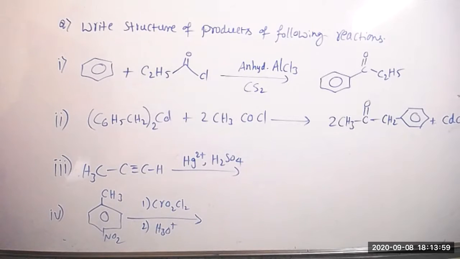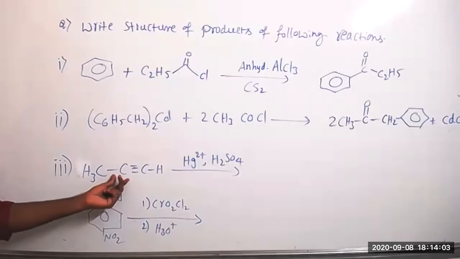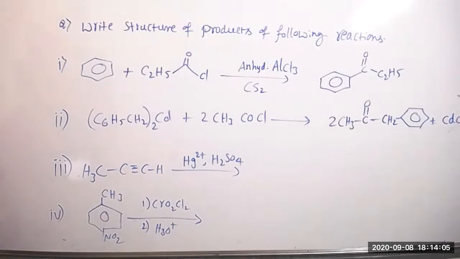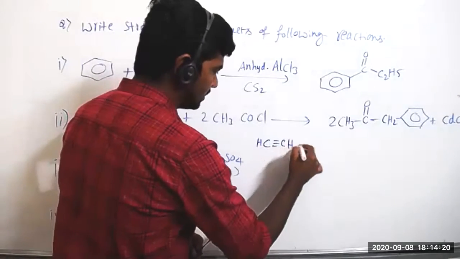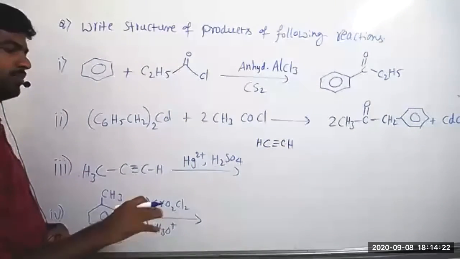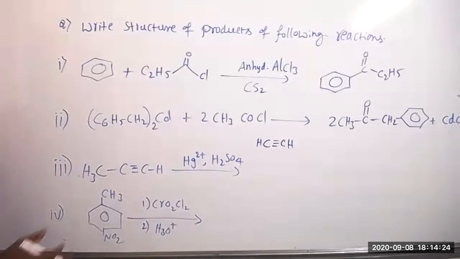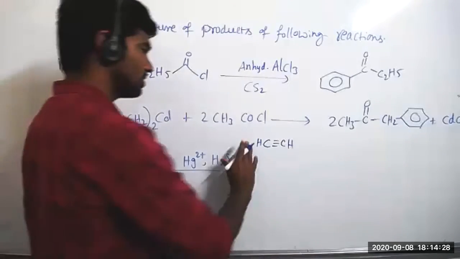Sir, CH3, CH2, CH2, CH3, CH2, CHO. Yes, sir. No, it won't give aldehyde. It gives ketone. Because only if the reactant is ethyne, CH triple bond CH, with this reagent, it gives aldehyde. All other alkynes give ketone only. See the reaction, I will write in 2 steps.